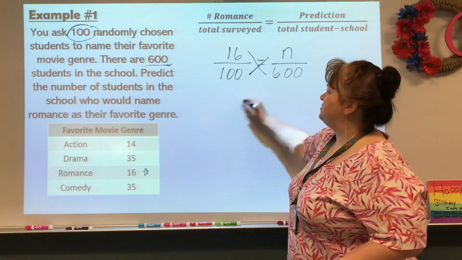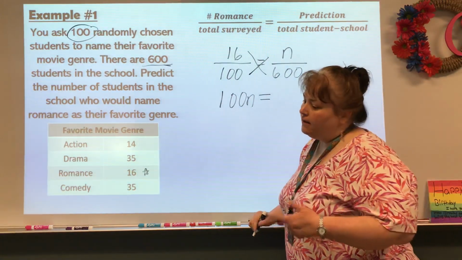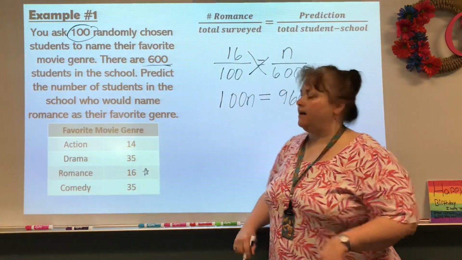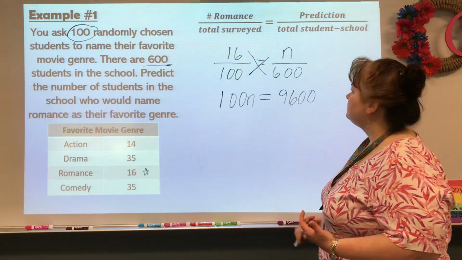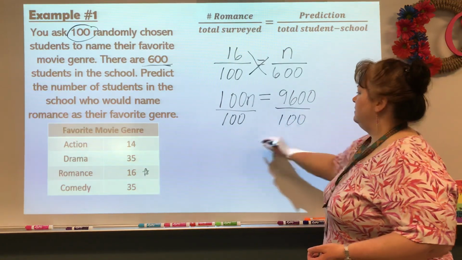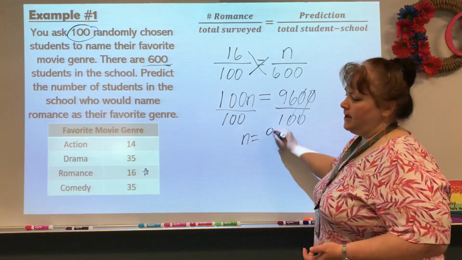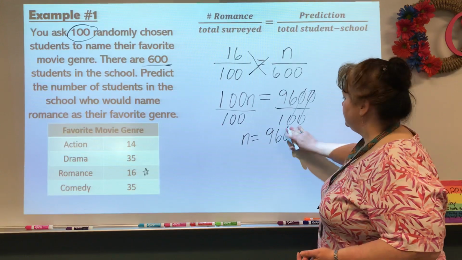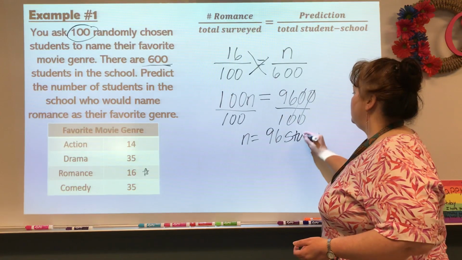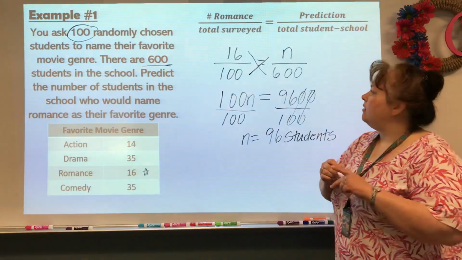So we're going to do our cross multiplying. So we get 100n equals 9,600. I already did my calculations, so I'd have those ready. Then we're going to divide both sides by 100. And remember, we can take a 0 for 0. So we get 96. Whoops, not 960, sorry. 96 students. Okay? All right, so that's the first one.